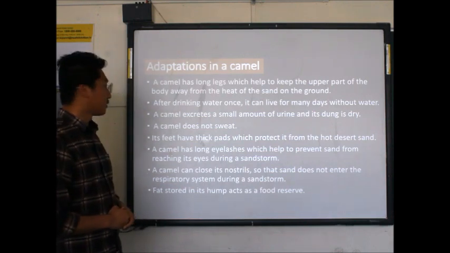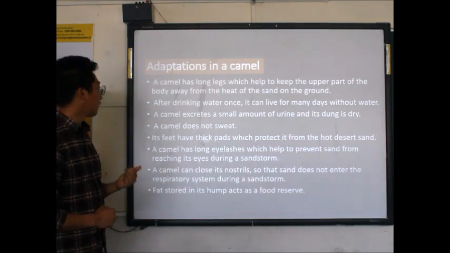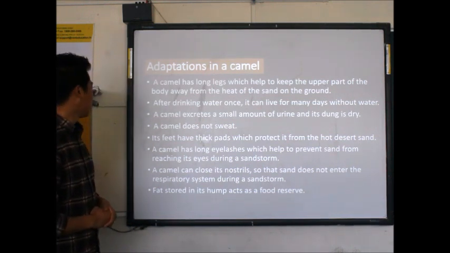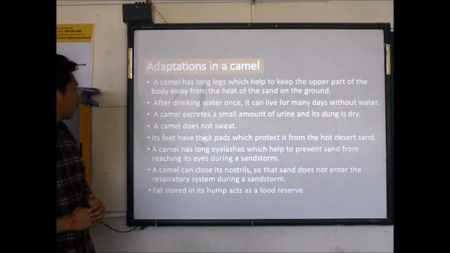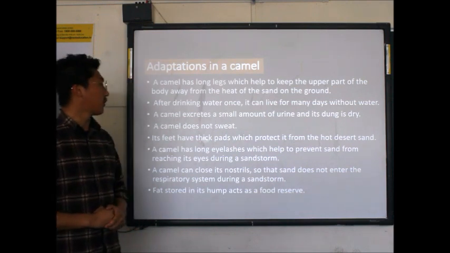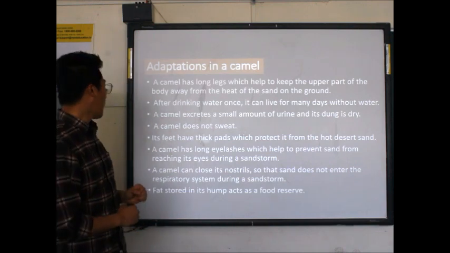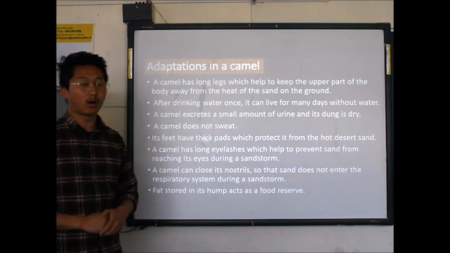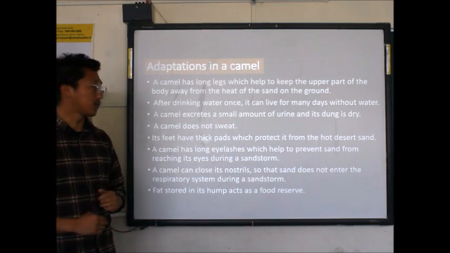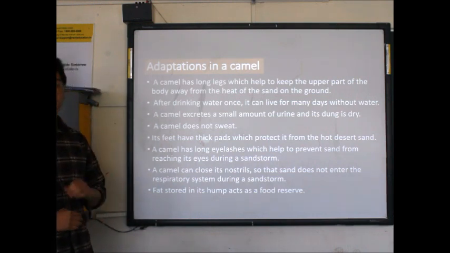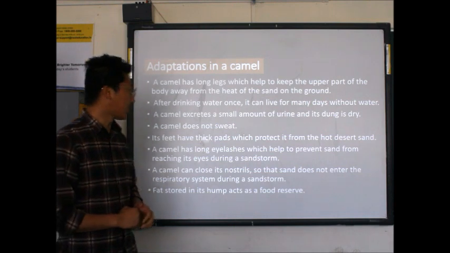The skin of a camel is also adapted for living in the desert. The next adaptation is that its feet have thick pads which protect it from the hot desert sand. So the feet of the camel are adapted to walk on hot sand.